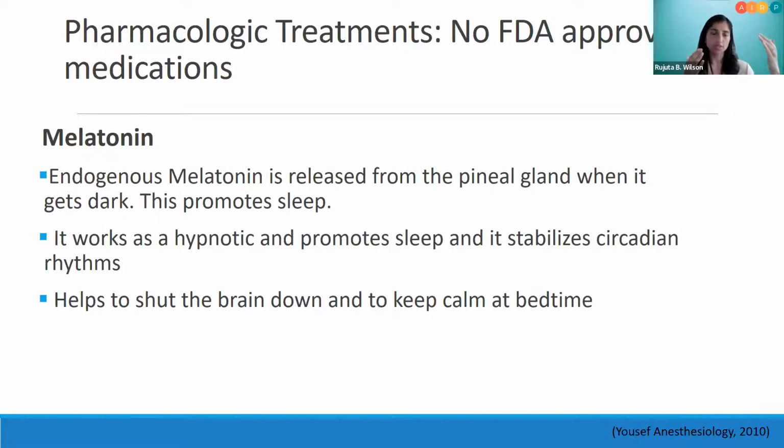It works on two particular receptors, M1 and M2, as a hypnotic to promote sleep and also stabilize the circadian rhythm. It also acts as sort of an anxiolytic to mitigate hyperarousal. So essentially it helps shut the brain down and keep the brain calm prior to bedtime. Going back to what I said earlier about how this can be dysregulated in autistic individuals, we think this could be an etiology of not promoting sleep, not stabilizing the circadian rhythm, and perhaps leading to more hyperarousal.